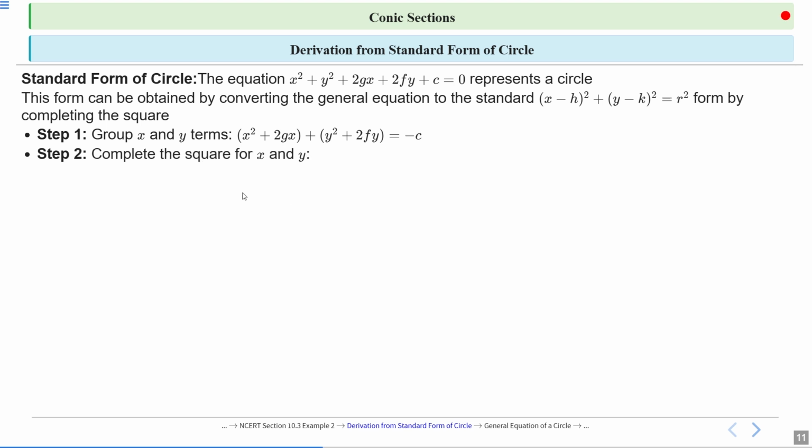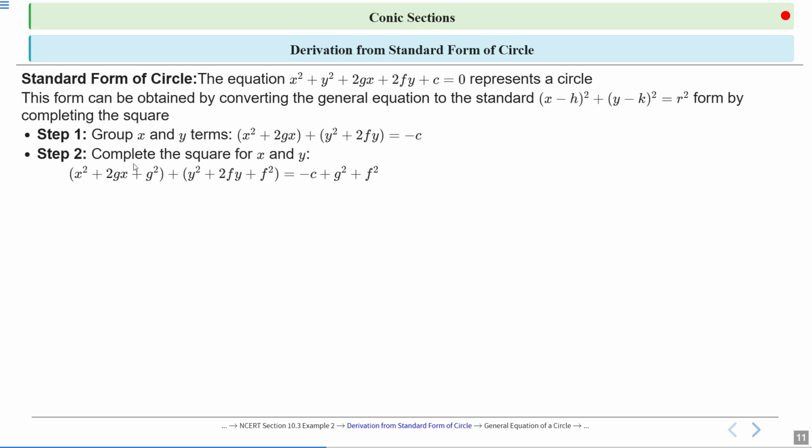Now complete the square for x and y. For completing the square, we have to add g square and f square, and for that we also have to subtract them. So we will obtain this equation: x square plus 2gx plus g square plus y square plus 2fy plus f square equal to minus c plus g square plus f square, where g and f are basically any real numbers.